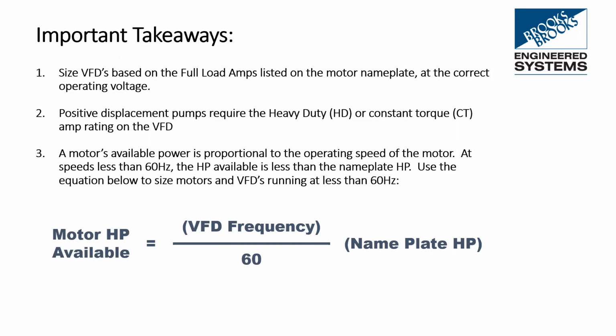And number three, and most importantly, when we're sizing any load, whether it's a positive displacement pump or a centrifugal pump, to operate at less than 60 hertz, we have to derate the motor. And we've seen the equation a number of times. The available horsepower to turn that motor shaft is equal to the frequency we're operating at, maybe 45 hertz, over 60 hertz, times the nameplate horsepower listed on the motor.